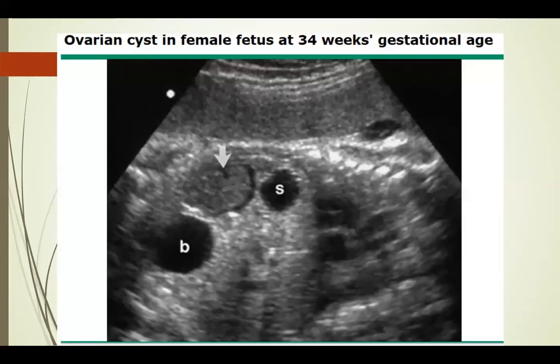If you see this ultrasound for a female fetus at 34 weeks, the most important thing that we said is that it is a female sex, and the urinary bladder and the stomach are intact. So we make sure that the urinary system is okay and the GI system is okay. So this represents the ovarian cyst.